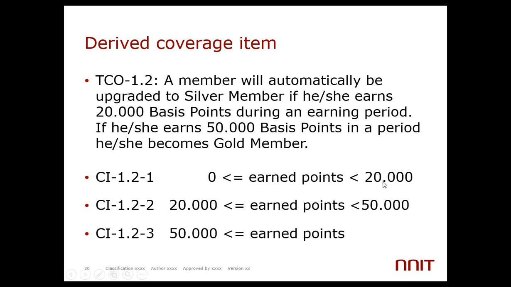There's something about these 20,000. If you earn less than 20,000, apparently nothing is going to happen. If you earn between 20,000 but less than 50,000, you become a silver member. And if you earn 50,000 or more, you become a gold member. So any guess as to which test design technique I've used here? Equivalence partitioning. Yes.